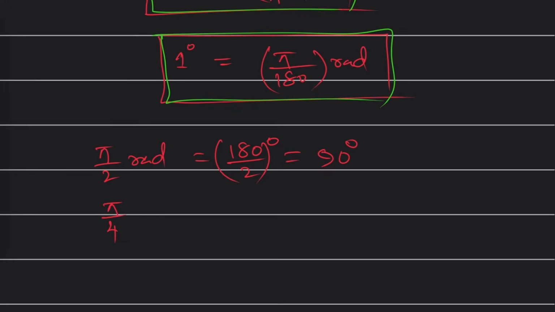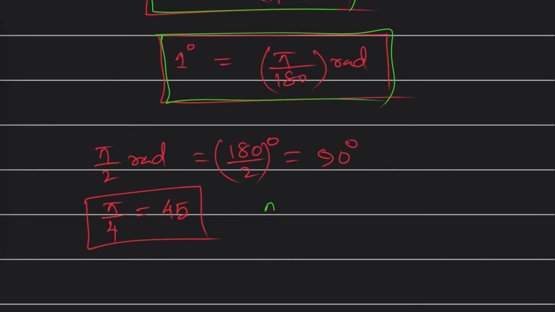For our calculation purpose, all the time we can't write radian, degree. So it's better to write pi by 4 is equal to 45 degree directly, or just pi by 4 is equal to 45. It doesn't mean they are equal. Pi by 4 radian is equal to 45 degree, right? So this is the disclaimer I am giving to you.